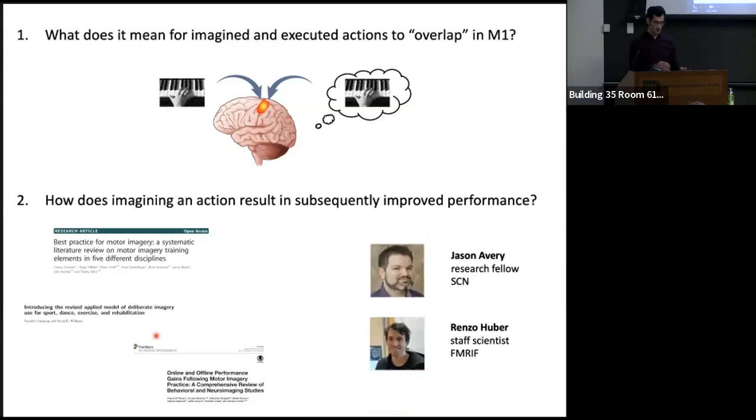And before moving forward, all of this work is the product of my co-authors and especially my lab mate, Jason Avery, and again, Renzo.